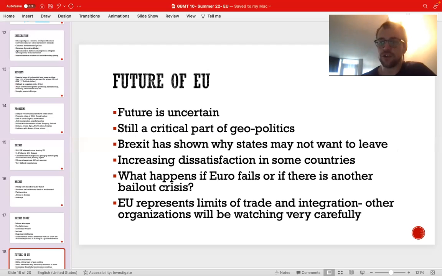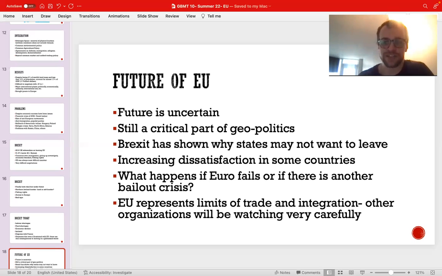In recent months, the euro has fallen quite sharply, even as the US dollar faces its own issues. €1 was about $1.20 in US dollars about 6 months ago. Now it's less than $1 American. So this is a sharp decline in the value of the euro. So the EU then represents the limits of economic and political integration.